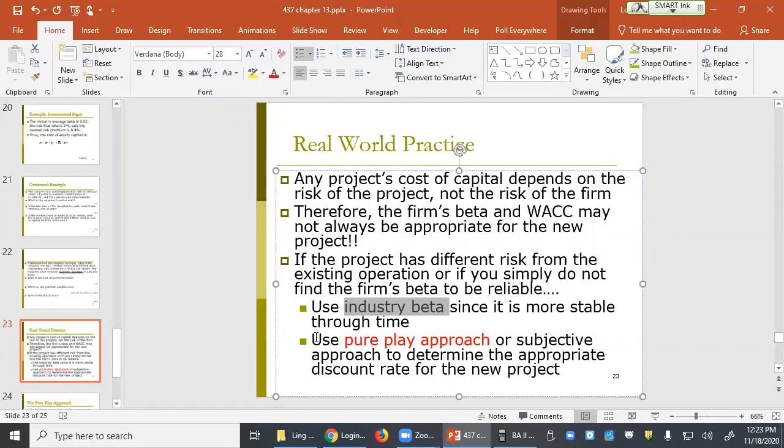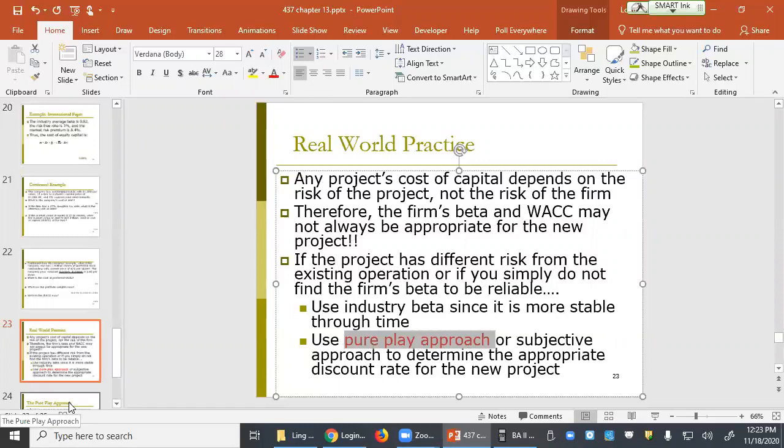Okay, and in a team project, we're going to use this pure play approach. So what is pure play approach? We can use either pure play approach if it's doable, but if it's not obtainable, we can use subjective approach to determine the appropriate discount rate for the new project.